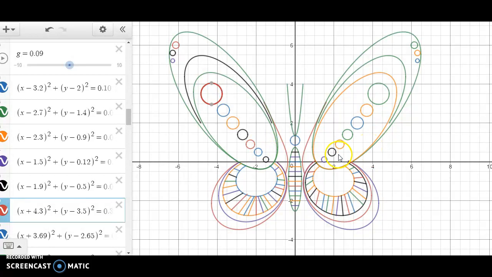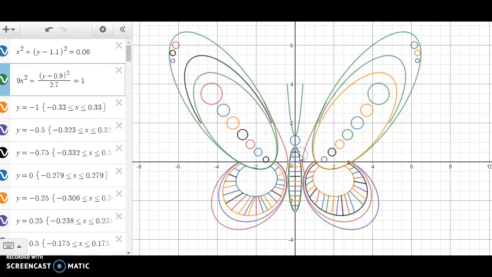I also used several ellipses in my image. This is the first one. It was the body of my butterfly, and the formula for it is 9x squared plus (y plus 0.9) squared over 2.7 equals 1. I had to manipulate it to make it small enough to be the body of my butterfly, so I did that by changing the center to negative 0.9, and I also made it narrow enough with the 9x squared that made the body narrow.